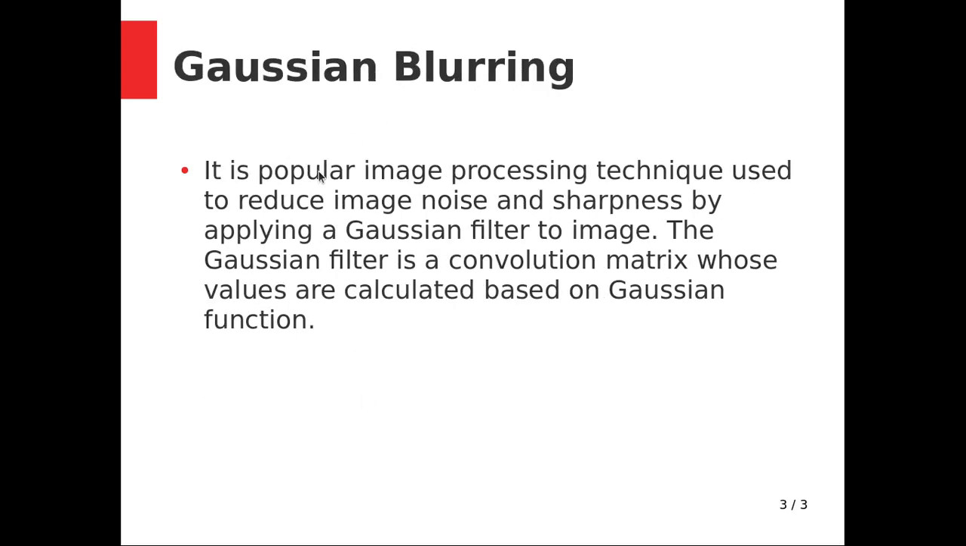Gaussian blurring is a popular image processing technique used to reduce image noise and sharpness by applying a Gaussian filter to the image. The Gaussian filter is a convolutional matrix whose values are calculated based on the Gaussian function. Now we will go to the Python program.